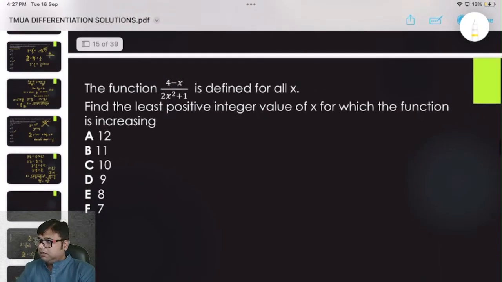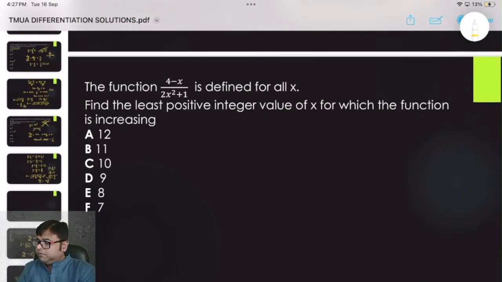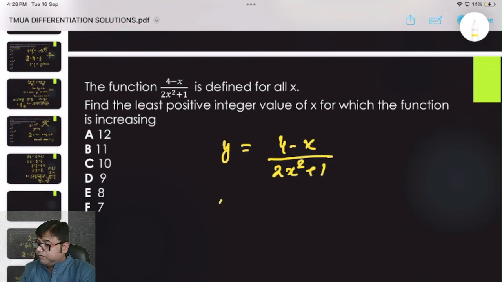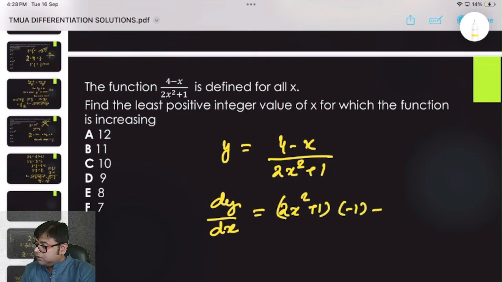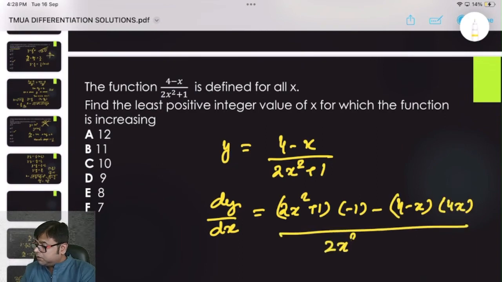Let's do the next one. It says find the least positive integer value of x for which the function is increasing. Again, the same process. I will apply y is equal to (4 minus x) upon (2x square plus 1). If I differentiate this using the quotient rule, I'll get (2x square plus 1) into minus 1 and minus (4 minus x) into the differentiation of the denominator, which is 4x, upon (2x square plus 1) whole square.